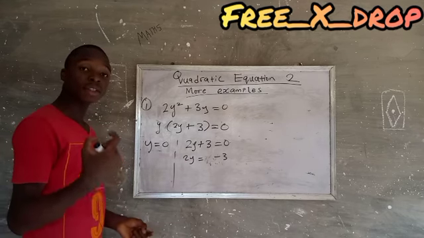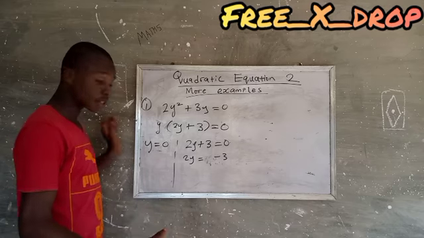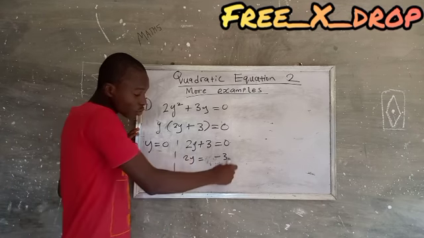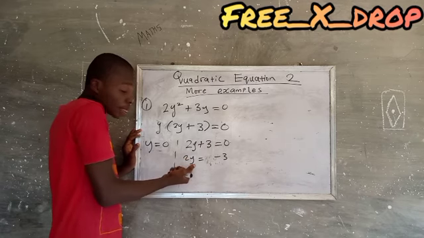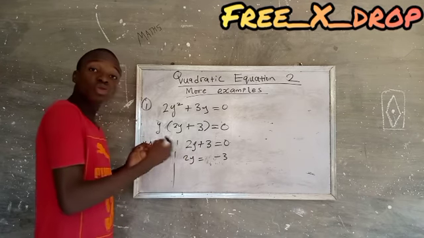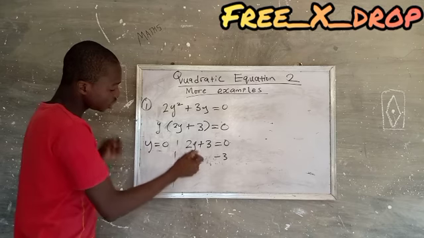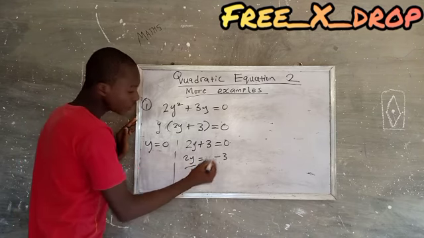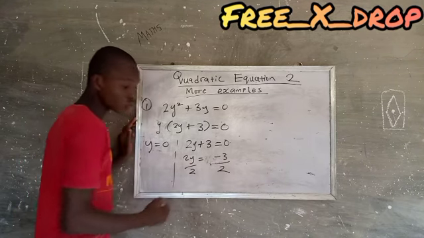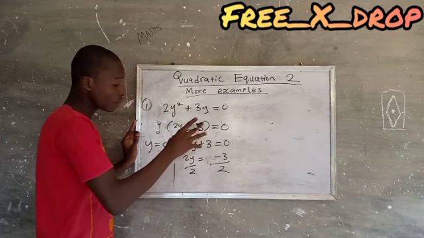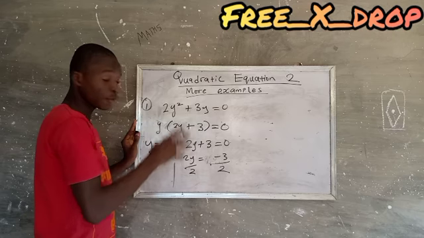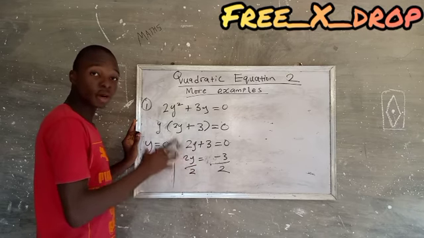I taught you when I was teaching collection of like terms. This 2 here is multiplying y; 2 times y is 2y. So you use the opposite to remove it, which is dividing by 2. So you divide both sides by 2. I taught this in collection of like terms. If you don't understand this part, I will prefer you watch collection of like terms. It will be easier that way.